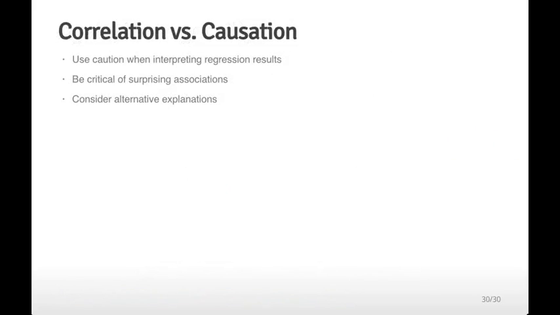So when you're dealing with correlation versus causation, an important point is using caution when interpreting your regression results, and in particular paying attention, if there are surprising associations, to what the potential alternative explanations are. Is there a reason why these two variables might be related that has nothing to do with the relationship between them? It could be a confounder that is surprising you or making the relationship seem like something it isn't.